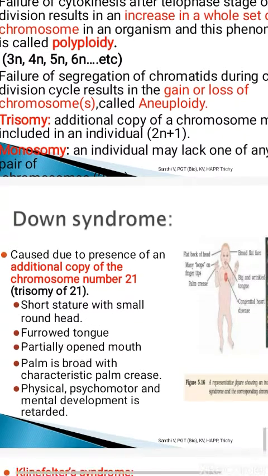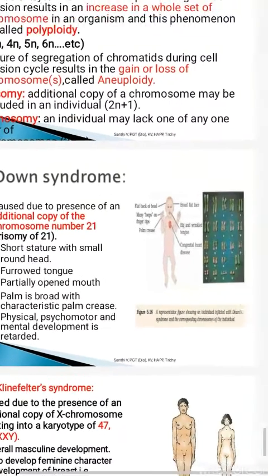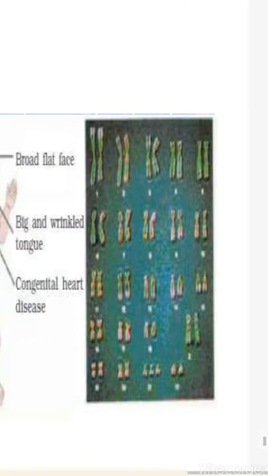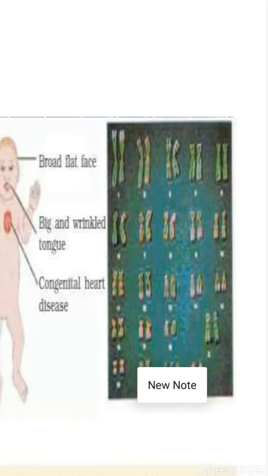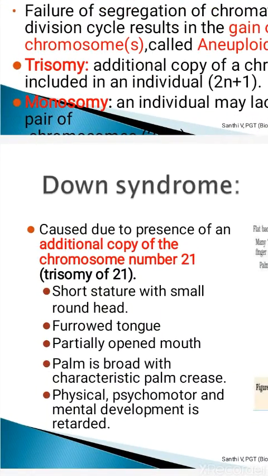First let us see Down syndrome. Here there is an additional copy of chromosome number 21. We have 46 chromosomes, that is, 23 sets of chromosomes in the human body. In the 21st chromosome, when one number increases, you call that trisomy of chromosome 21.